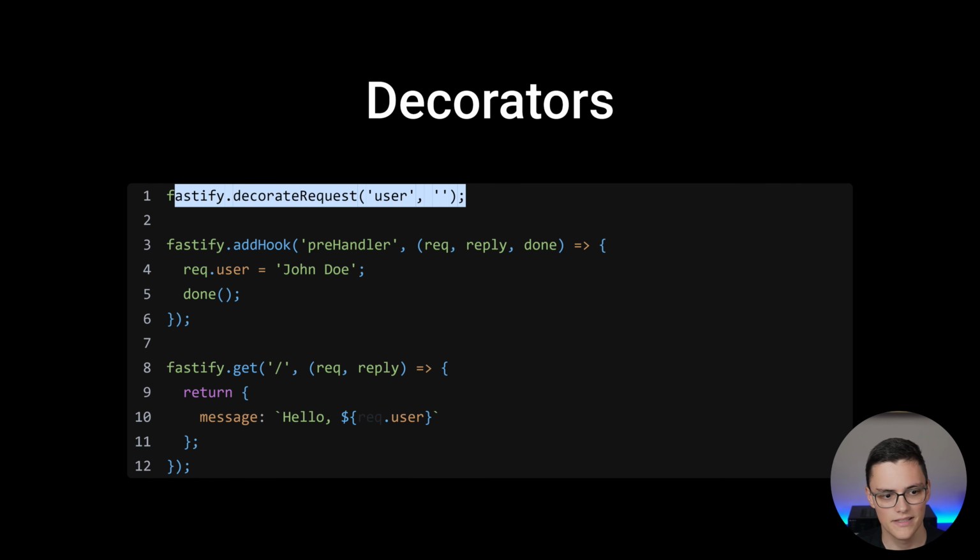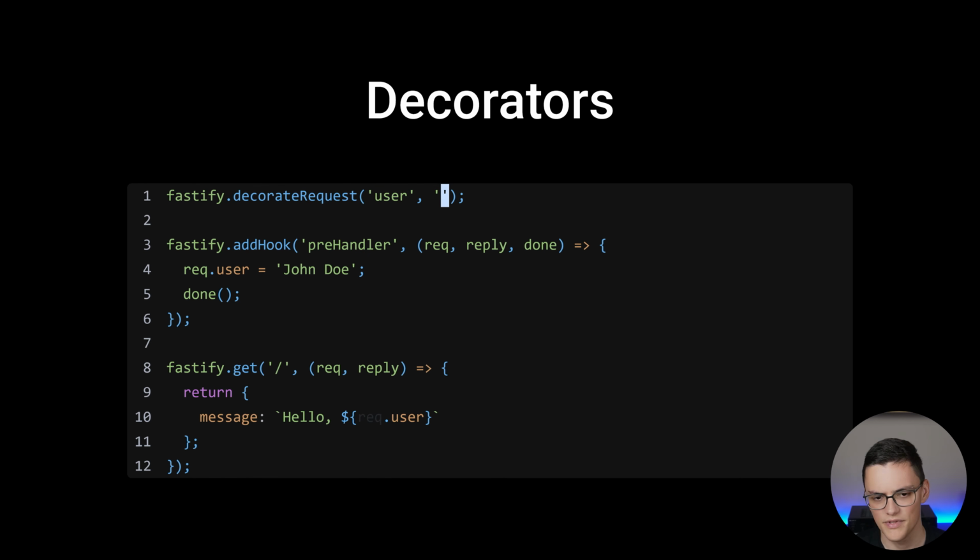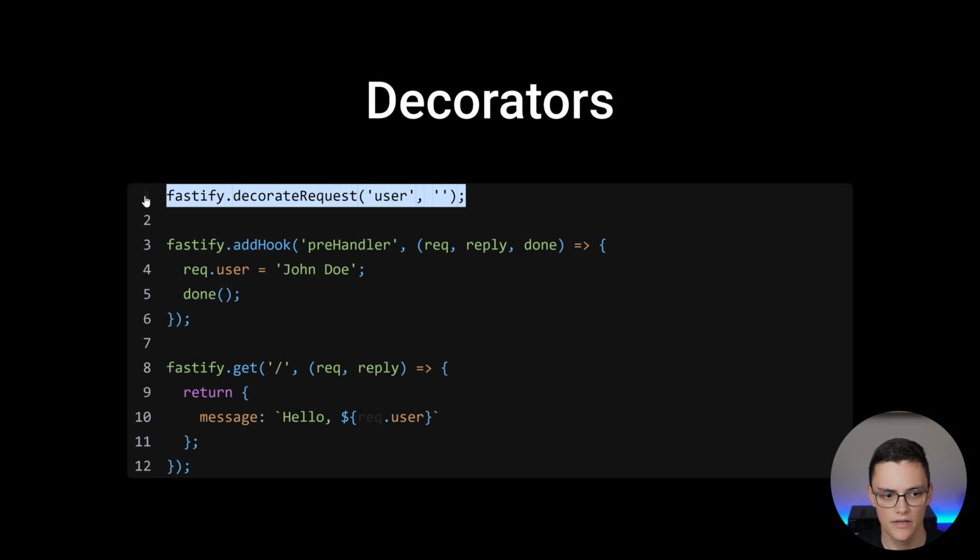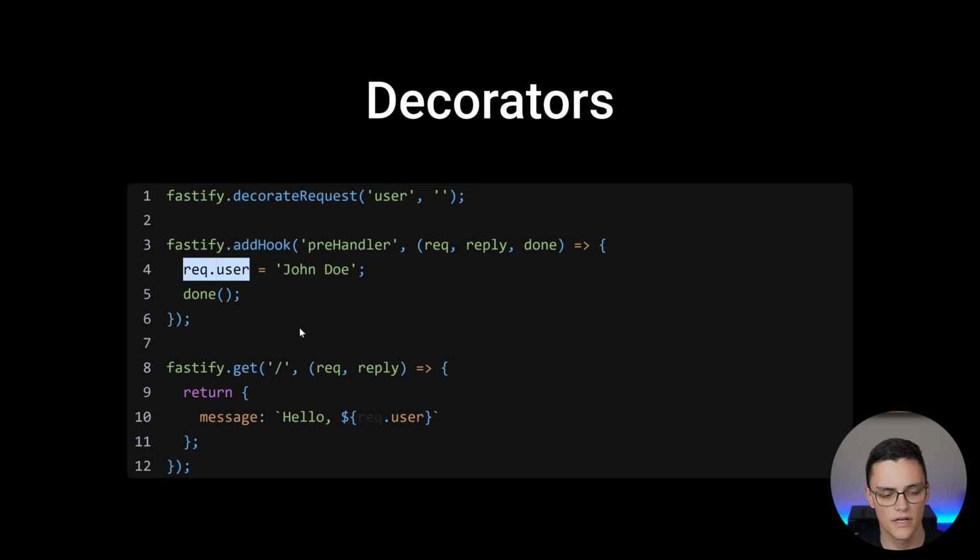So why is this first line necessary? fastify.decorateRequest('user', ''). Decorators are used to attach properties, whatever they are, to the native Fastify request object or other objects. And they are necessary because if you don't use a decorator here, this will deserialize basically the request object.